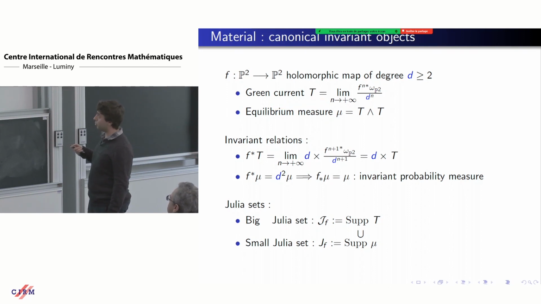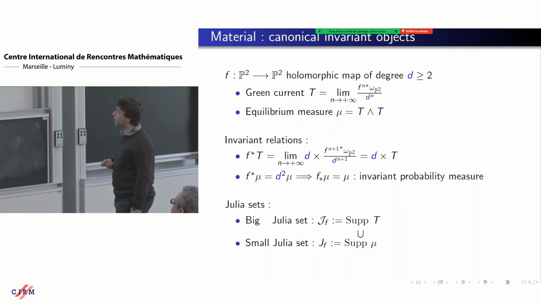But for my talk, you can imagine that it is a positive form. I don't need to enter into details of current. Just assume it is a positive form. So in particular, you can take its power, and you get, so not really a function because it's not smooth, but a measure. And this current and this measure satisfy invariant relation, as you can see here. And in particular, the measure is invariant.